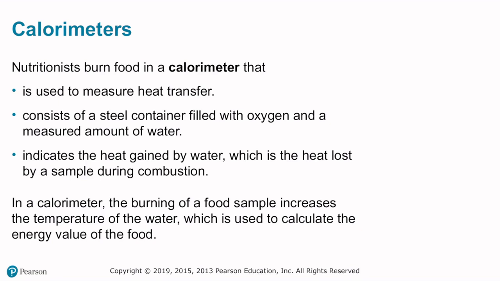Did you ever wonder how those calorie values got onto the nutrition label for your food? Well, scientists or nutritionists burn food in a calorimeter that's used to measure heat transfer to water from the food as it's burned. It consists of a steel container filled with oxygen and a measured amount of water. The heat that's gained by the water is equal to the heat that's lost by a sample during combustion. In a calorimeter, which is also called a bomb calorimeter, the burning of a food sample increases the temperature of the water, which is used to calculate the energy value for the food.